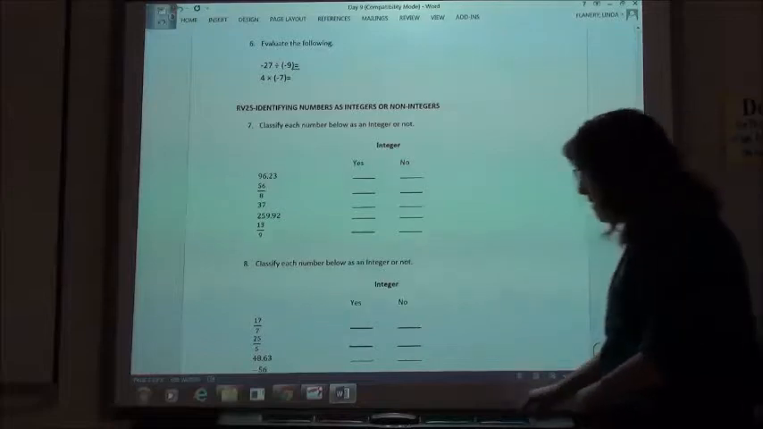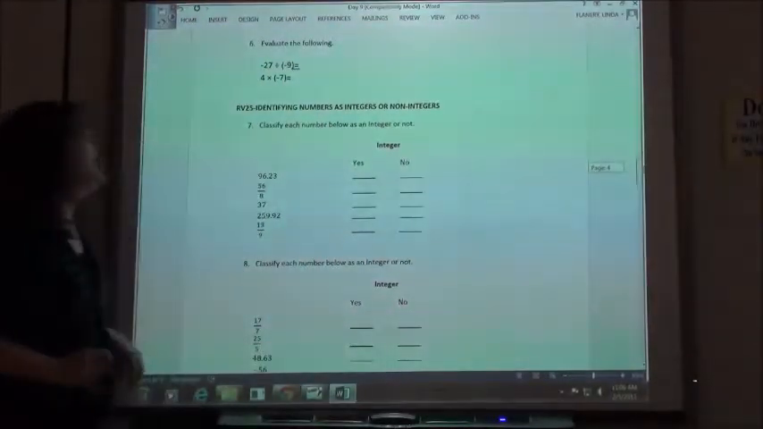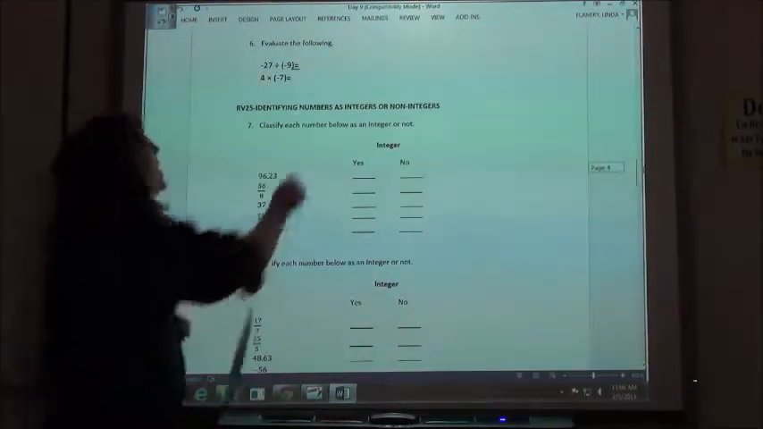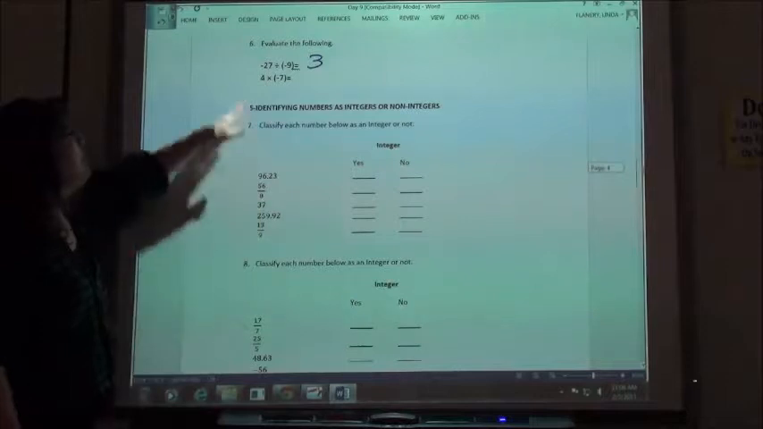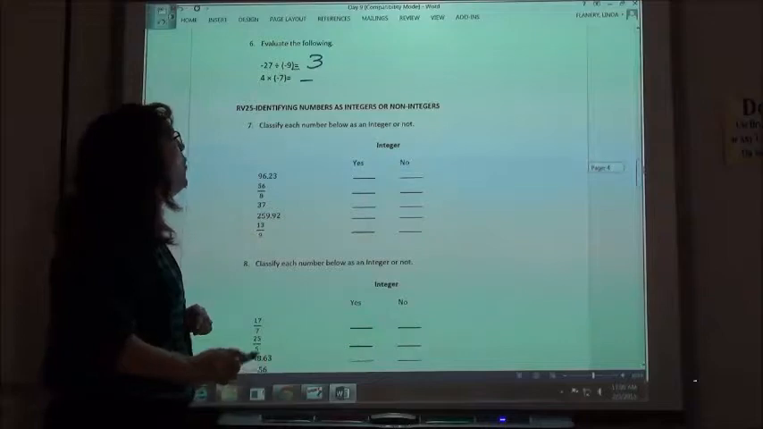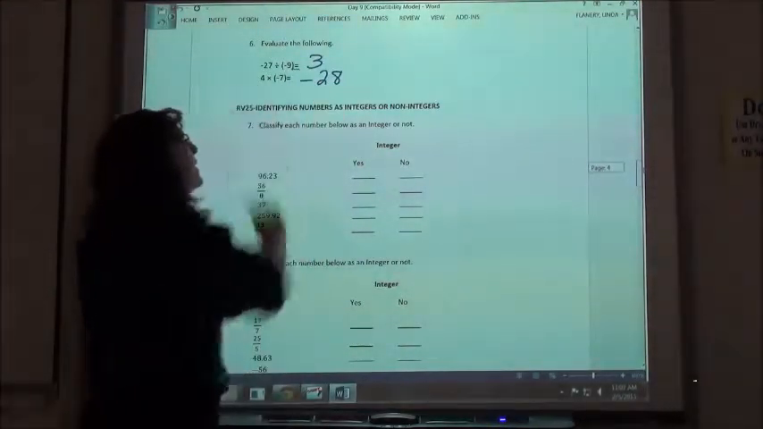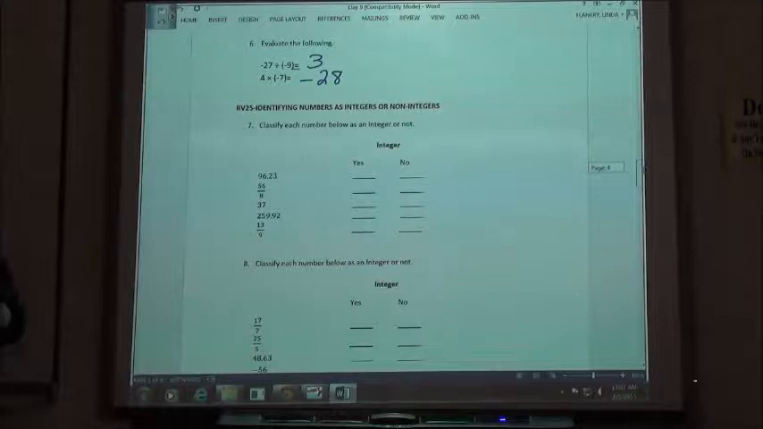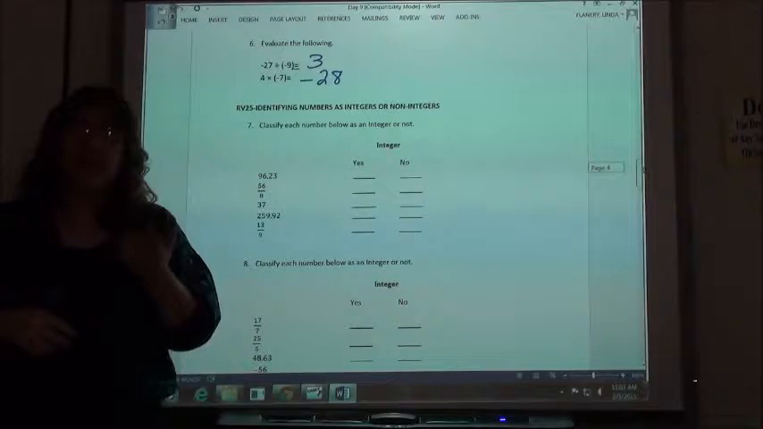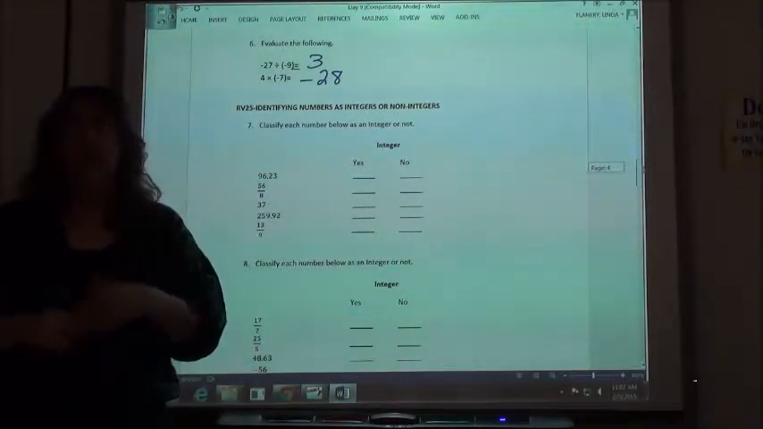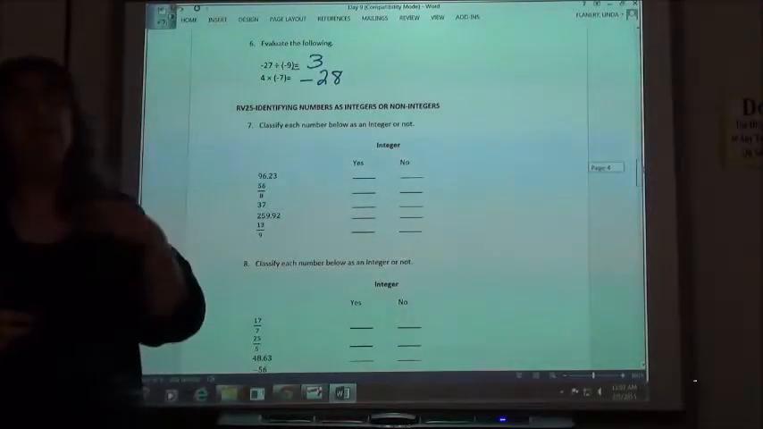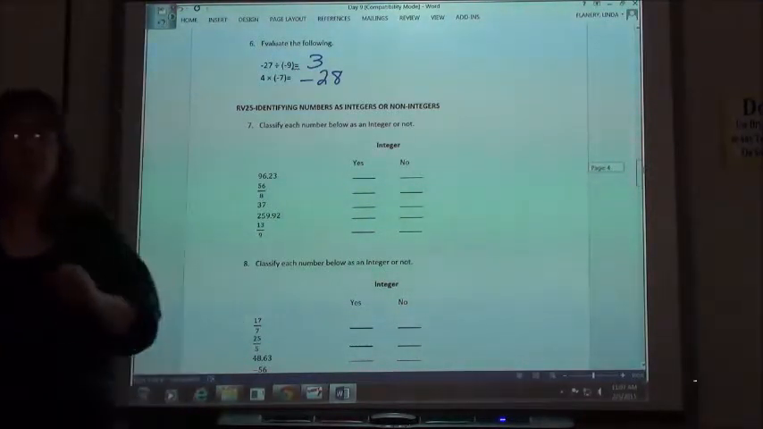Number 6 then. A negative divided by a negative is a positive. 27 divided by 9 is 3. 4 times negative 7. Positive times a negative is a negative. 4 times 7, 28. So it'll get confusing for those who aren't real familiar with those rules, because when we add and subtract, if my signs are the same, you keep the sign, and if they're opposites, you take the sign of the larger. But when you multiply and divide, if they're the same, it's always positive. If they're opposites, it's negative.